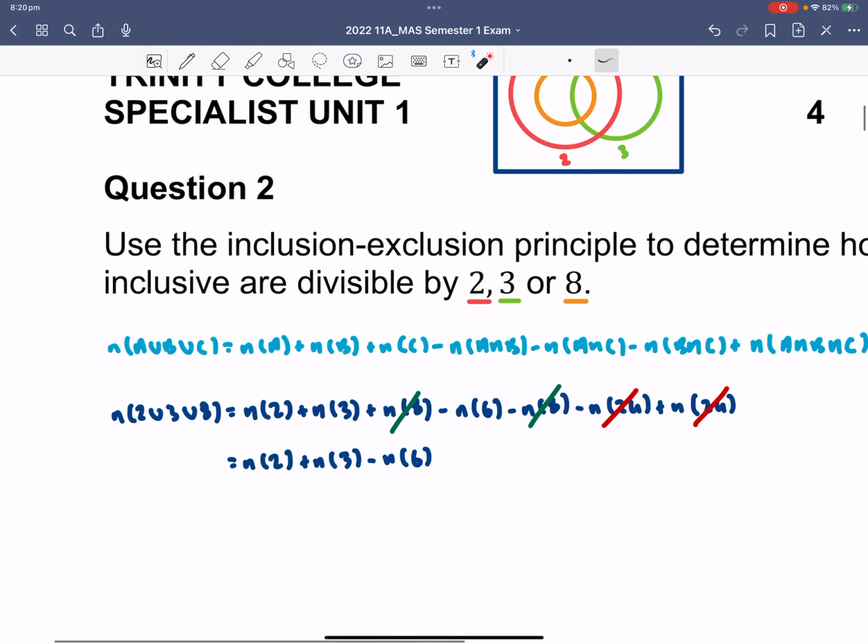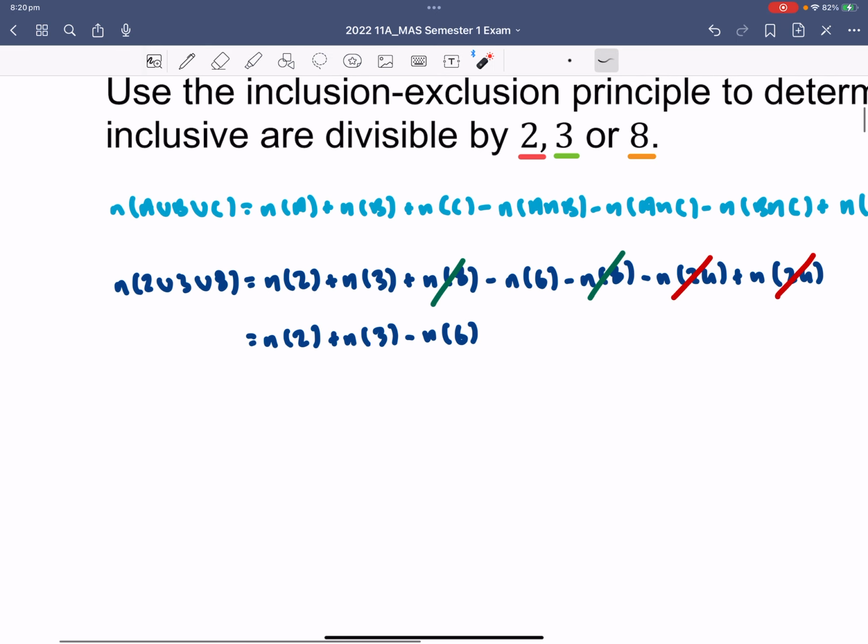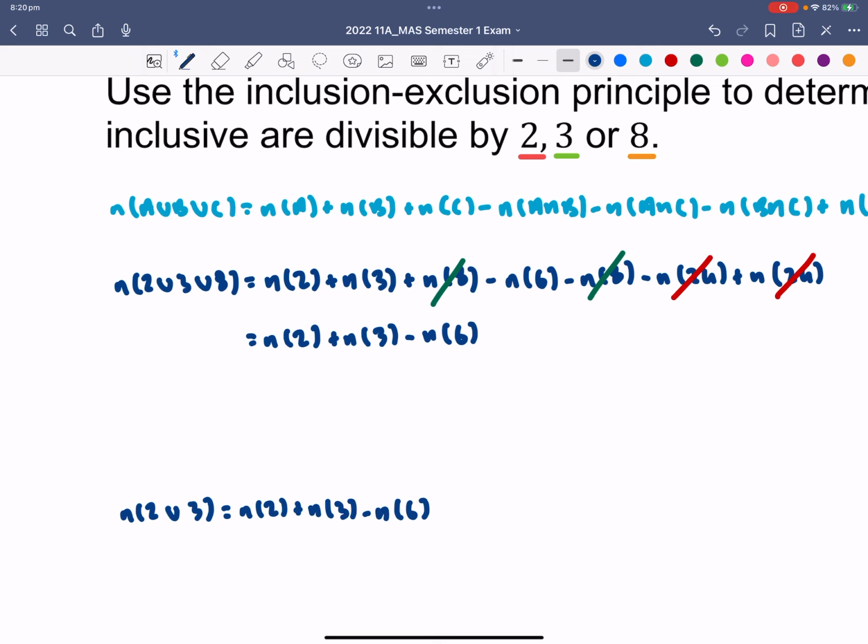So really, I know it felt like 3 events, but if it's divisible by 2, 3, or 8, it's divisible by 2 or 3. So really, the question was just numbers that are divisible by 2 or 3. And numbers that are divisible by 2 or 3 are the numbers divisible by 2 plus the numbers divisible by 3 minus numbers divisible by 6, which is actually what we ended up with. That's the inclusion-exclusion principle for 2 events. If you're divisible by A or B, you're either divisible by A or you're divisible by B, minus away numbers that are divisible by A and B.